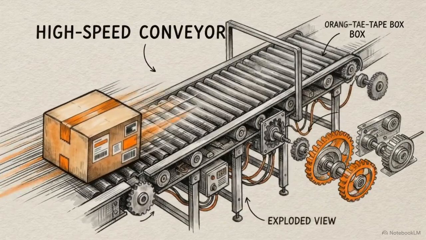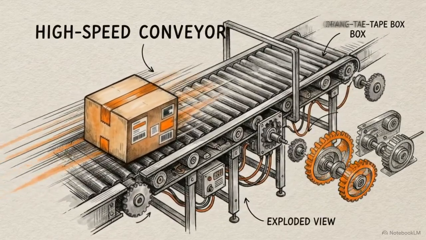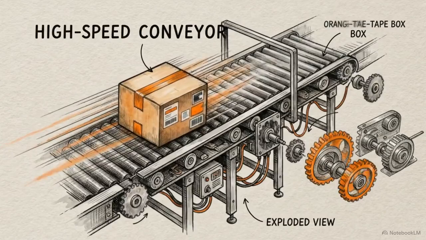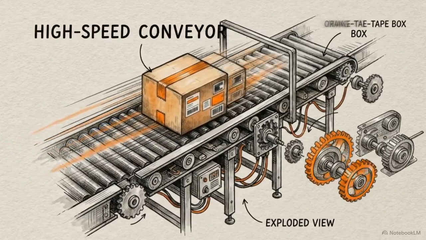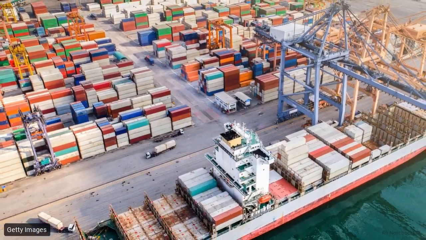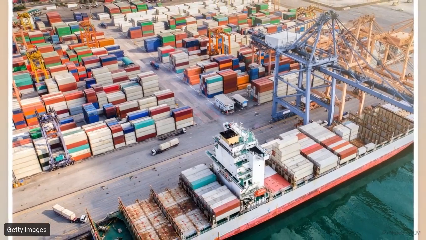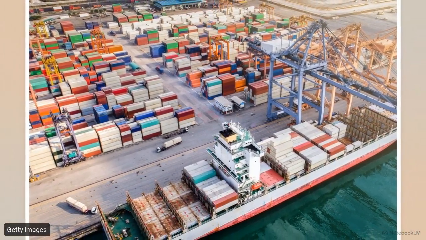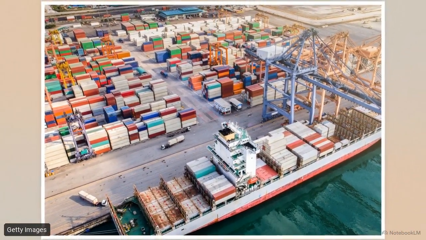You tap a screen to order a highly specific, obscure item, and a cardboard box arrives on your doorstep in less than 12 hours. That speed is the result of supply chain analytics physically routing cargo to a local distribution center before you even initiated the checkout process.